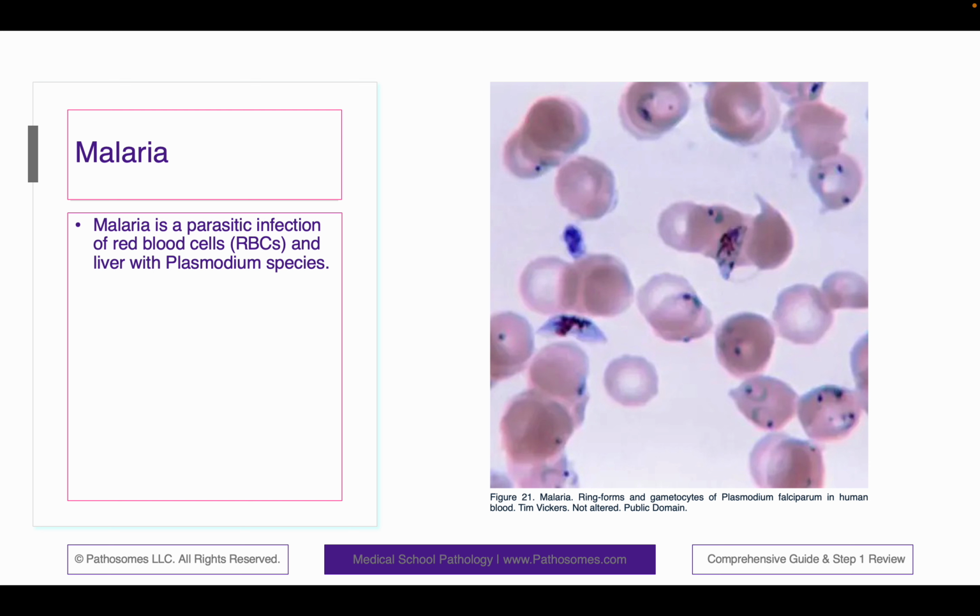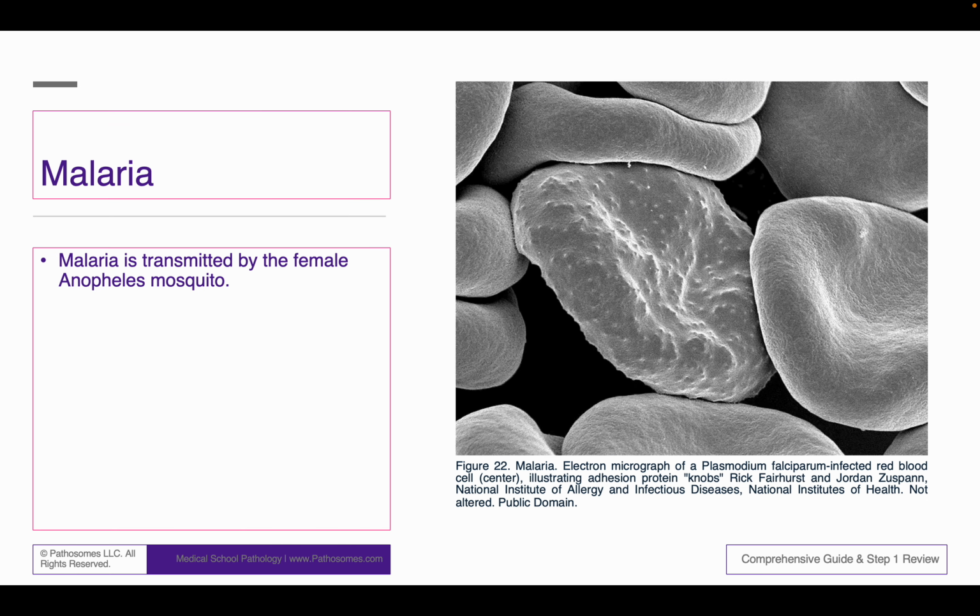Let's discuss malaria a bit. This is an important topic. Malaria is a parasitic infection of red blood cells and the liver with Plasmodium species. Malaria is transmitted by the female Anopheles mosquito. This image is just showing an electron microscope image of a red blood cell affected by Plasmodium falciparum.